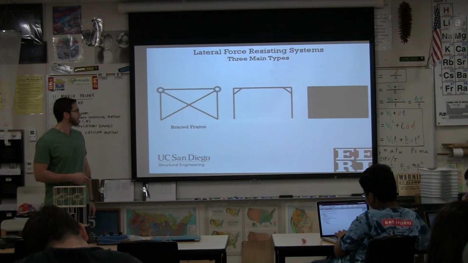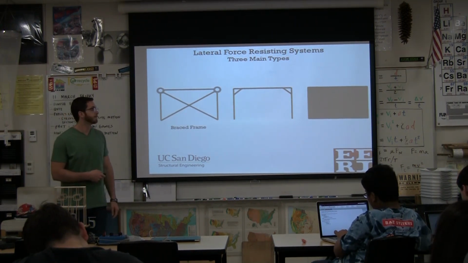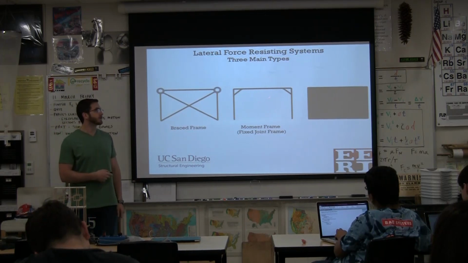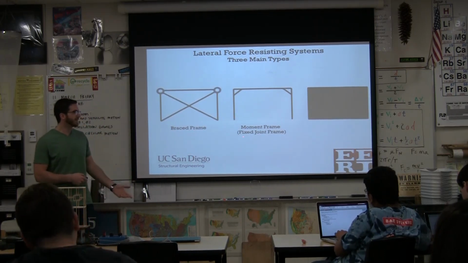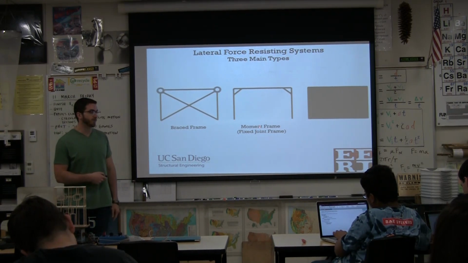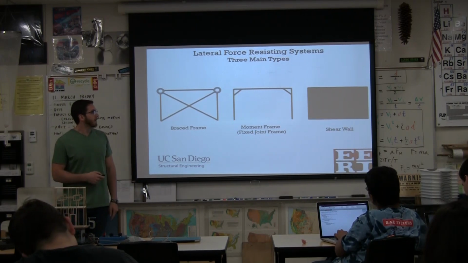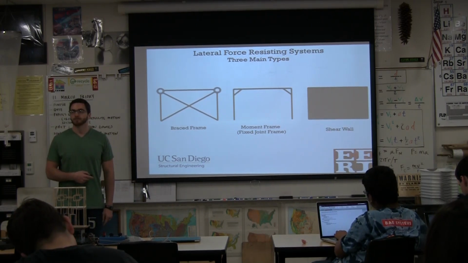Okay, they all have names. This is called the braced frame. The X is called the braced frame. This one is called a moment frame. You can think of it as a fixed joint frame. Those joints have to be fixed, so we call it a moment frame. And a shear wall. Okay?